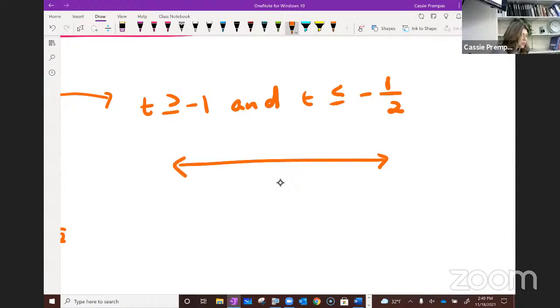Okay, so if t has to be greater than or equal to -1, are we going to have a closed circle or an open circle at -1? Closed. And where is it going to stop at? Negative 1/2. Awesome. So I'll put a 0 here to show that it's going to stop halfway between 0 and -1. And then would I have a bracket or a parentheses around -1? Bracket. And then what would I have around -1/2? Bracket. Nice. And that would be my answer.